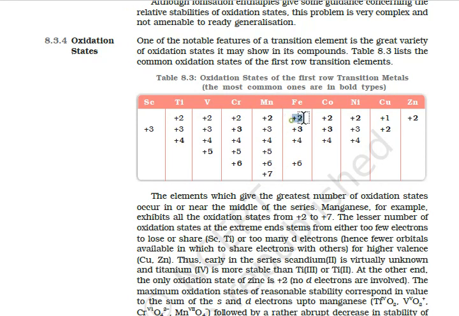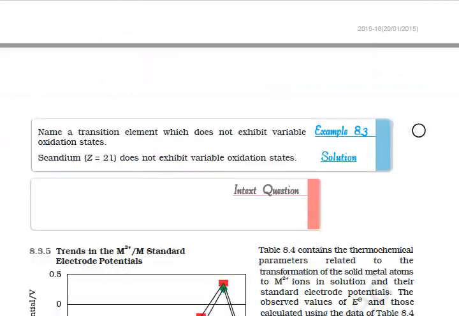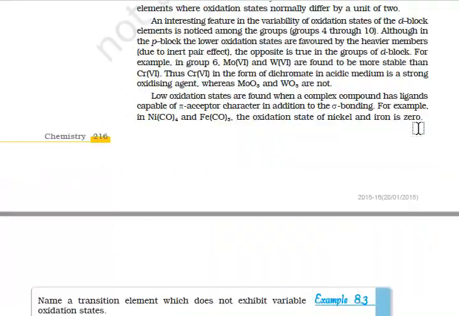Next, iron. For iron, +2 and +3 are the common oxidation states, but it can possess a +4 oxidation state, and a +6 oxidation state in some cases. Next, cobalt: +2 and +3 are the common oxidation states. In nickel +2, in copper +2, and in zinc +2 is the common oxidation state. So here we can see the trend: the oxidation state first increases until manganese, and when we go further from manganese it gradually decreases to +2. This is the oxidation state trend for the first series of the d block elements.